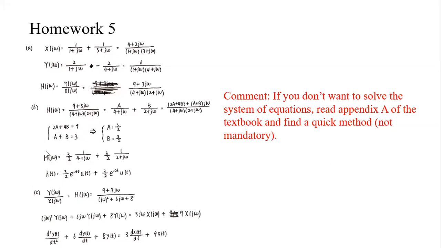And then we obtain H of j omega as 3 over 2 times 1 over 4 plus j omega plus 3 over 2 times 1 over 2 plus j omega. And we also use the result mentioned just now. H of t is equal to 3 over 2 exponential minus 4t times u of t plus 3 over 2 exponential minus 2t times u of t.